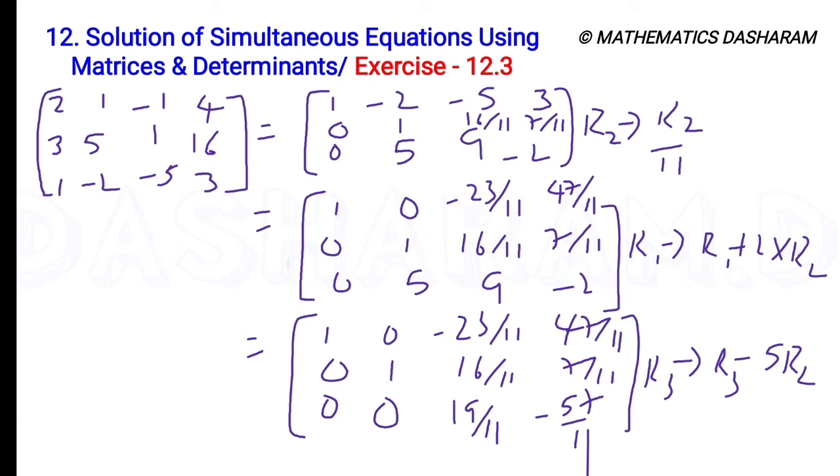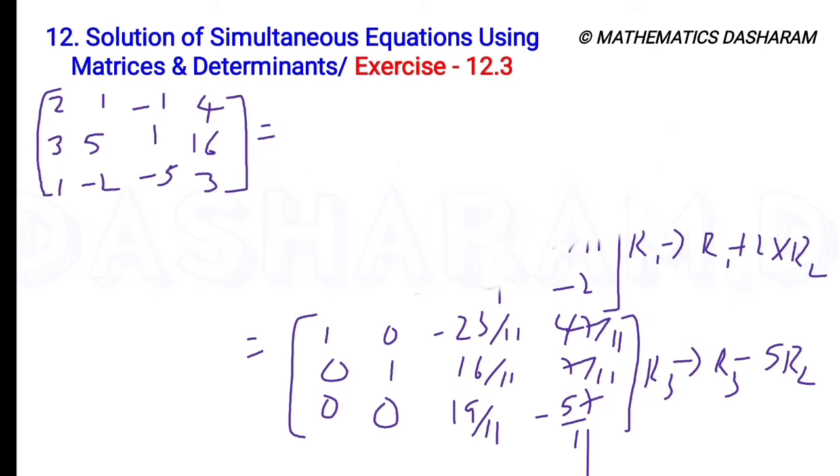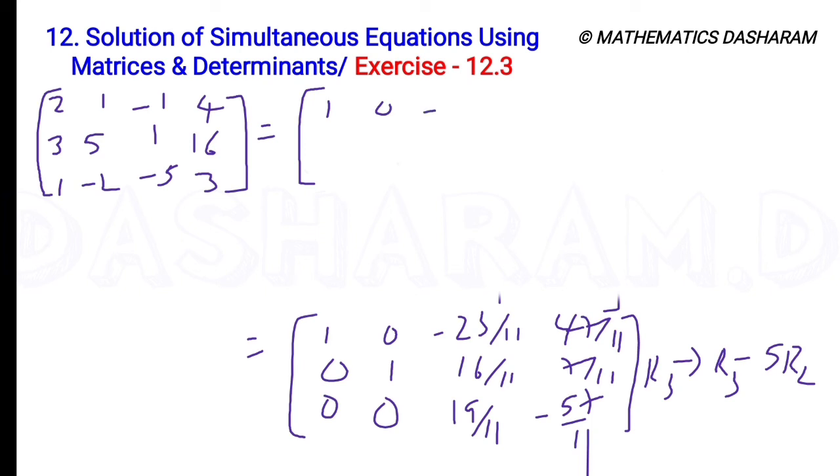Next, the third column. In the third column, first we need 1 at this place. So to get the 1, let me rub this one and this one also. Let's continue the answer. So first of all, write the first two rows as they are: 1 0 minus 23 by 11, 47 by 11. Here 0 1 16 by 11, next 7 by 11.